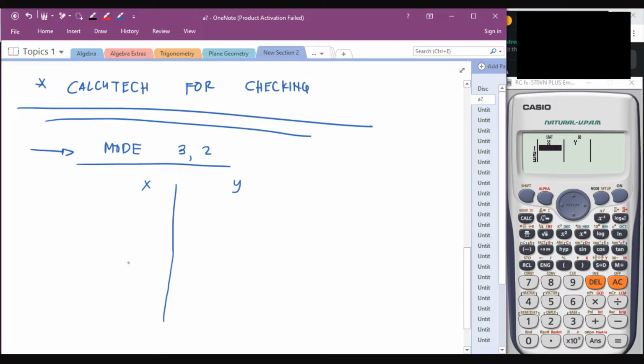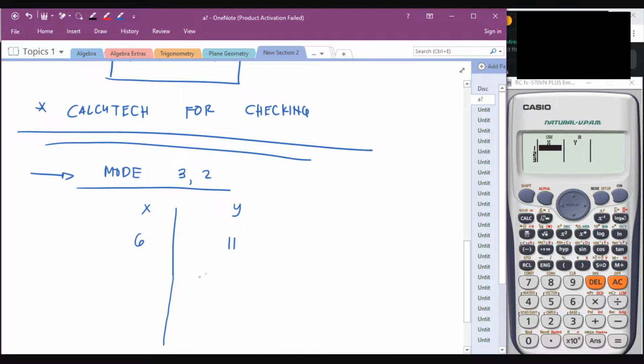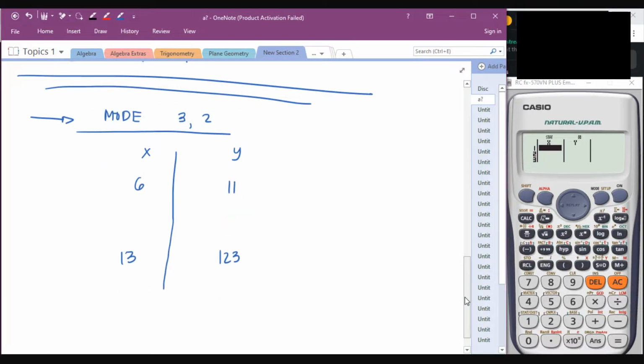Okay? So, ano yung unang term mo dito? You put 6 and then yung Y niya is ano yan? 6th term yan, di ba? Ano yung 6th term dyan? 11. Ano yung 13th term? That is 1, 2, 3. Okay. Lagay mo dito. 6 tapos 13. Okay? Lagay mo sa kabila yung mga value corresponding their order. 11 tapos 1, 2, 3.